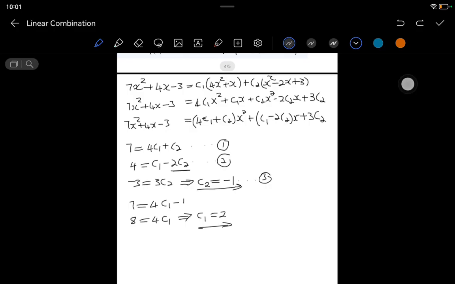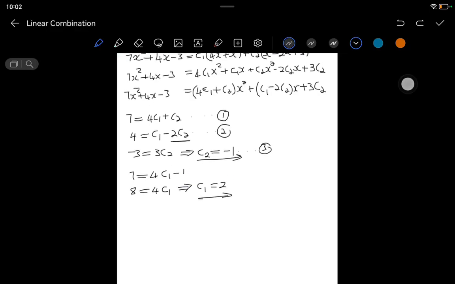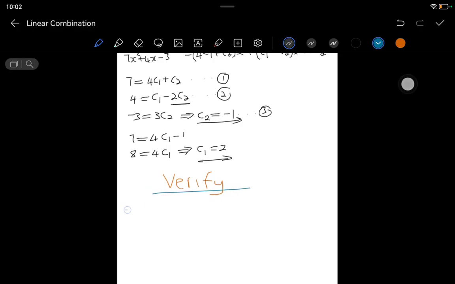Or simply, someone would use an augmented matrix. So for now here, let's just verify. We can just plug back and verify. So we can verify.